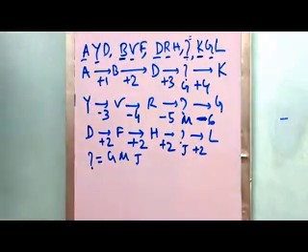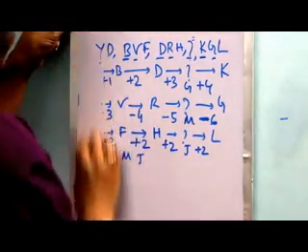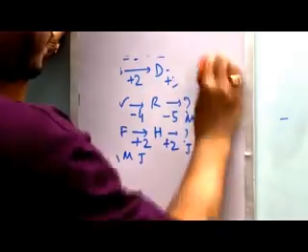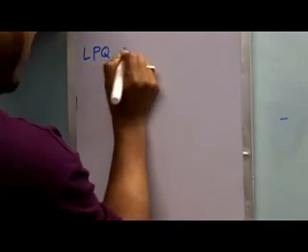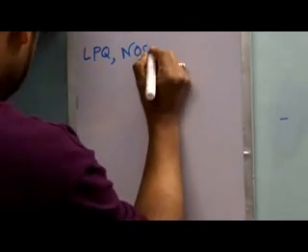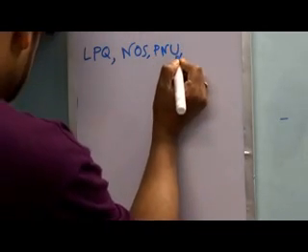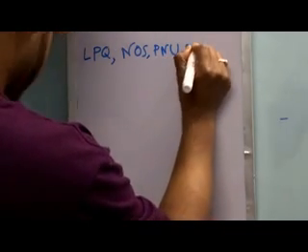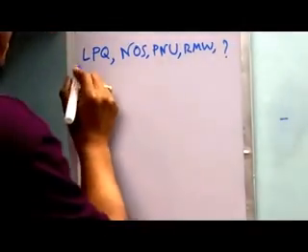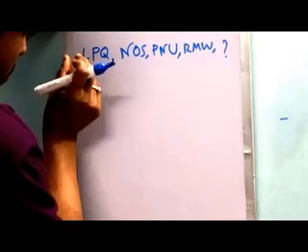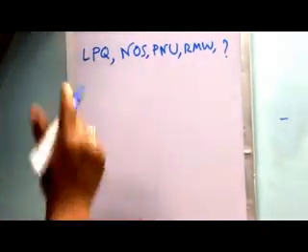Now the fourth one. L, P, Q, N, O, S, P, N, U, R, M, W, and the final one. So what's the relation between the top left letters of each part?